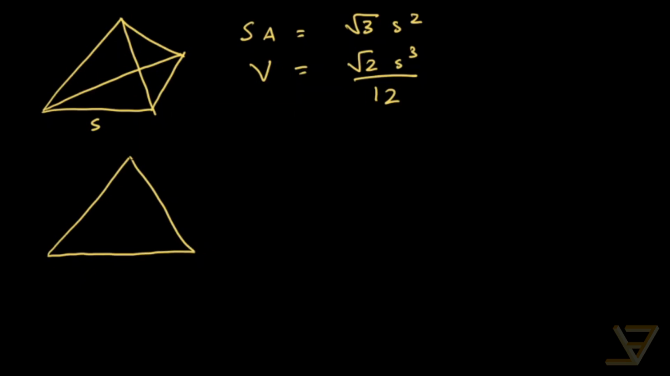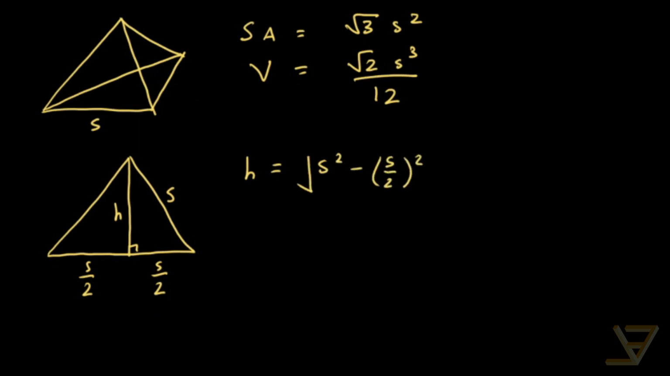The first thing is its height, because we're going to end up needing its area, and for that we need the height. So let's split it up into two lengths, s over 2 and s over 2, and have an h here, and we have an s over here. That means by the Pythagorean theorem, h is equal to the square root of s squared minus (s over 2) squared, and that is equal to square root of 3 s over 2.